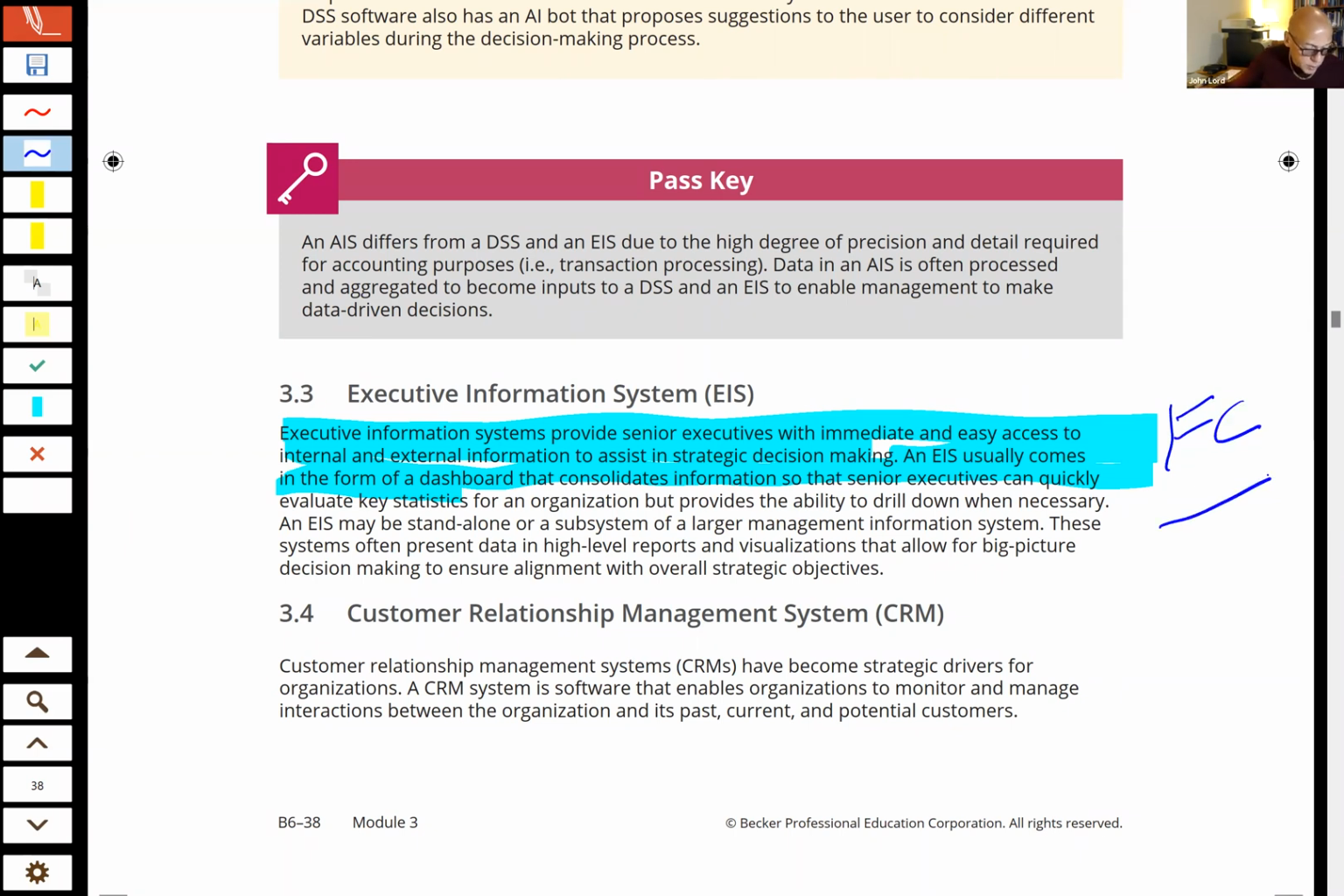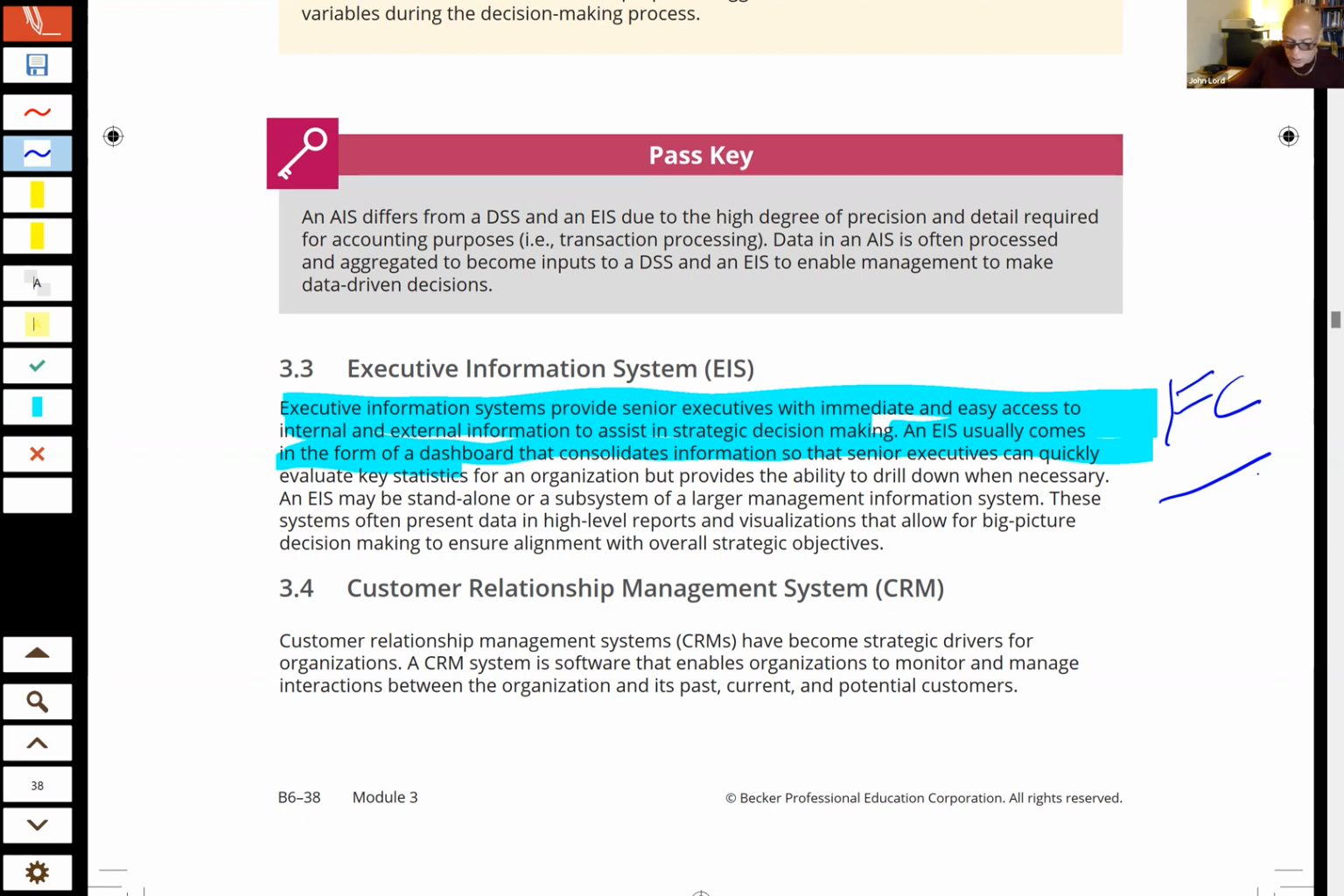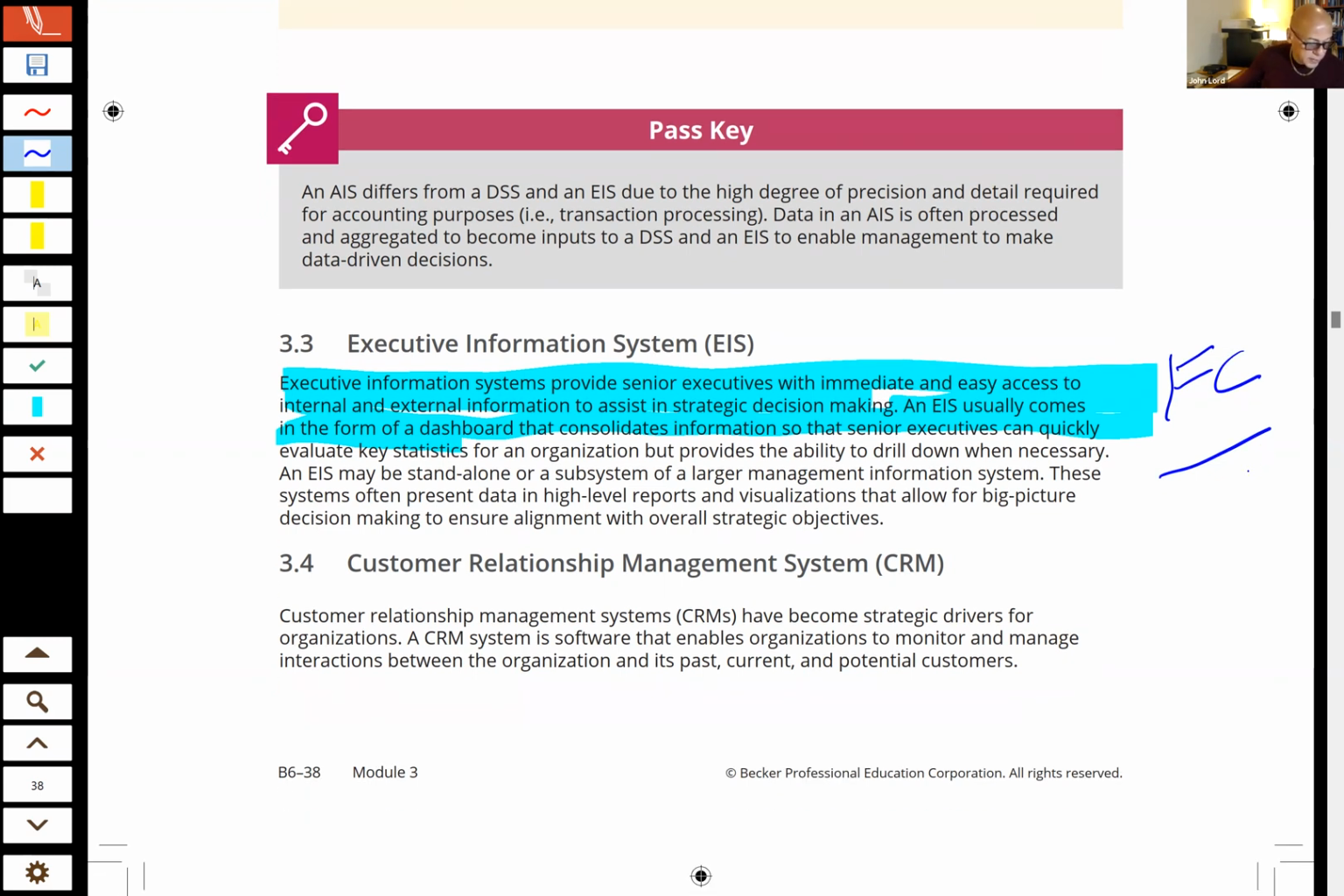And then customer relationship management system. Okay, and let's take a look at some of these. A CRM is software that enables organizations to monitor and manage interactions between the organization and its past, current, and potential customers. So go ahead and flashcard that.